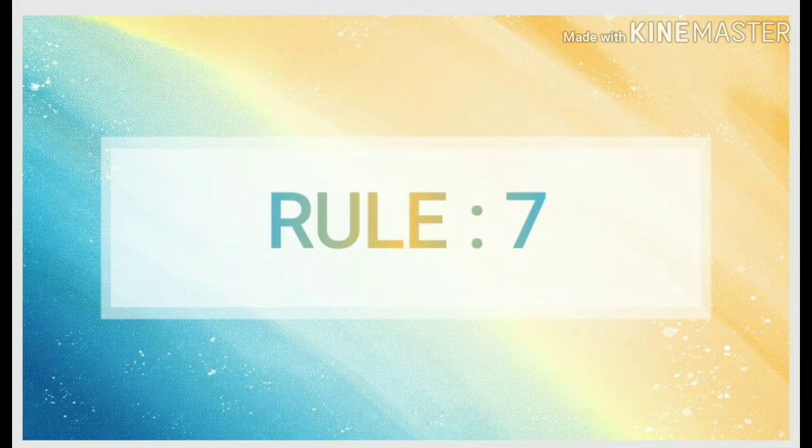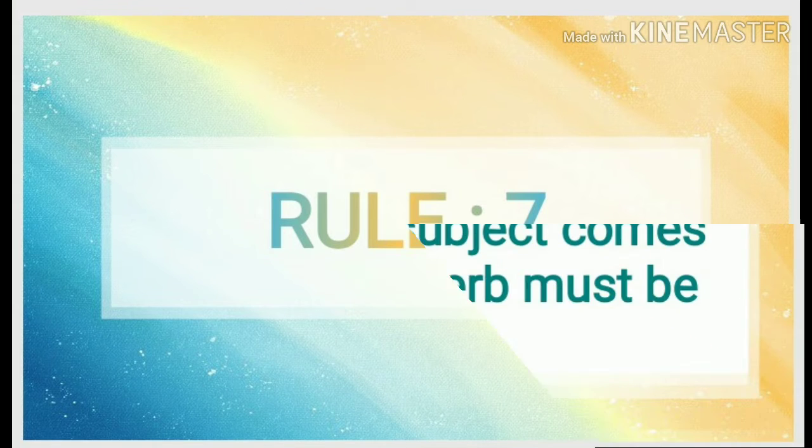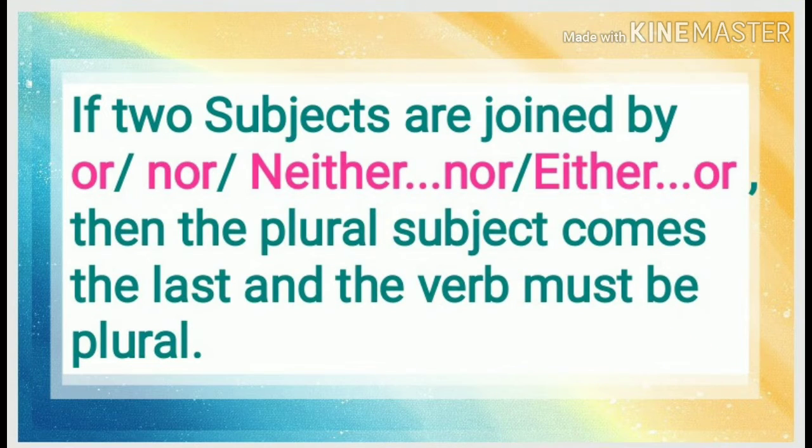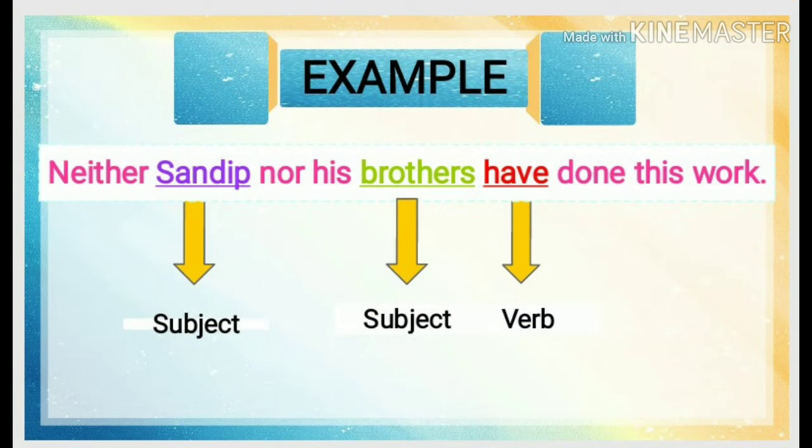Rule number 7 is: if 2 subjects are joined by or, nor, or neither nor, or either or, then the plural subject comes last and the verb must be plural. Look at the following example. In this sentence, the subjects Sandeep and his brothers are joined by neither nor, and here the plural subject is his brothers, therefore it comes last and we use the plural verb have. Moving on guys.